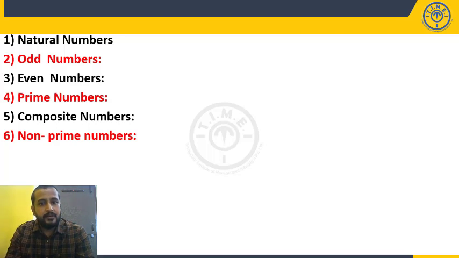So these are the points that we need to remember: natural numbers, odd numbers, even numbers, prime numbers, composite numbers and non-prime numbers. I'm not going to discuss these numbers because you are very well aware of them. These are the points that you need to remember.